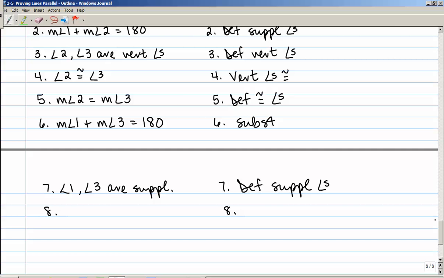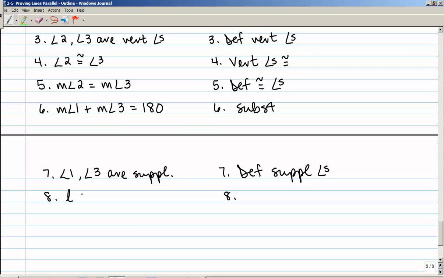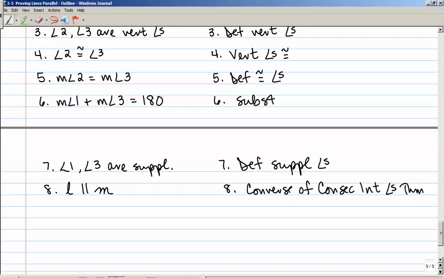Okay. And let's look back at our picture here. So if angle 1 and angle 3 are supplementary, those are consecutive interior angles, and if consecutive interior angles are supplementary, then the lines are parallel to each other. So I can say line L is parallel to line M by the converse of the consecutive interior angles theorem. You can't say because they are consecutive interior angles. You have to say it's the converse of that theorem, because remember the original theorem said that if the lines are parallel, then the angles are supplementary. In this case, we're saying if the angles are supplementary, then the lines are parallel. And that's how you would complete that proof.